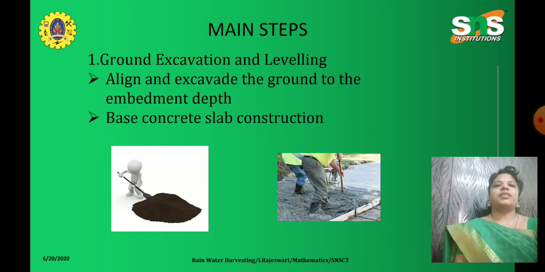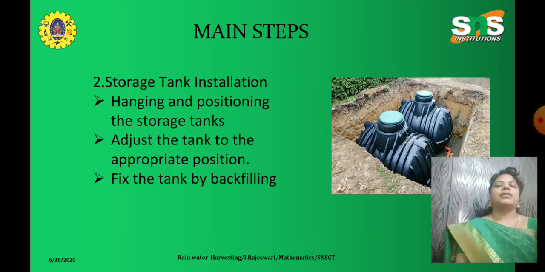Now you are going to see 5 steps in rainwater harvesting. Ground excavation and leveling is the first step. In this, we align and excavate the ground to the embedment depth. Second, base concrete slab construction. Second, storage tank installation. Hanging and positioning the storage tanks. Adjust the tanks to the appropriate position. Fix the tank by backfilling.